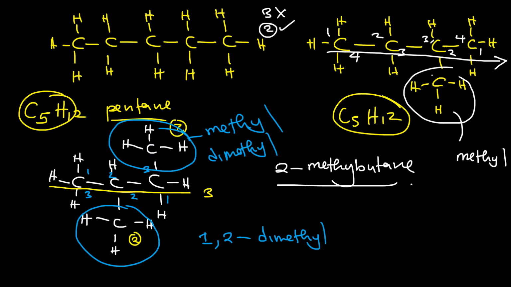Then what is the name of an alkane with 3 carbons? It is called propane. So this is going to be 1, 2 dash dimethyl propane. So that is how it is going to be. So that is the name of this one.